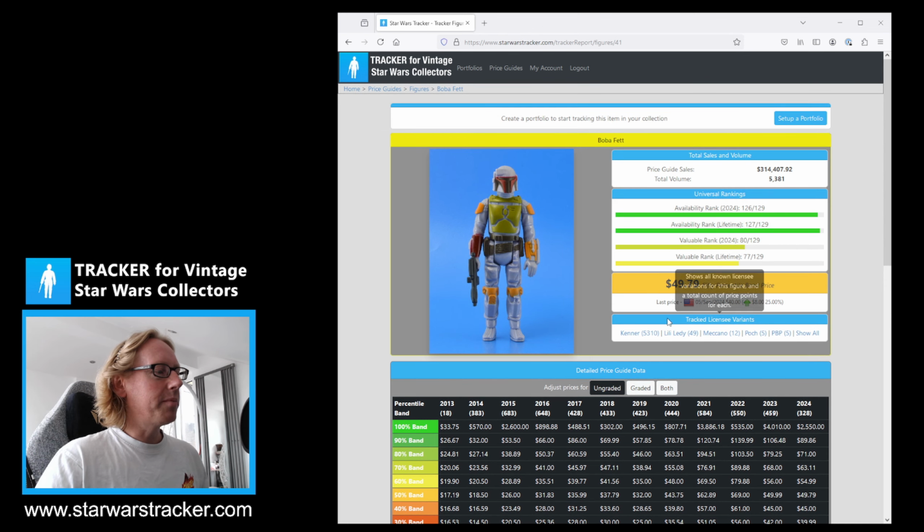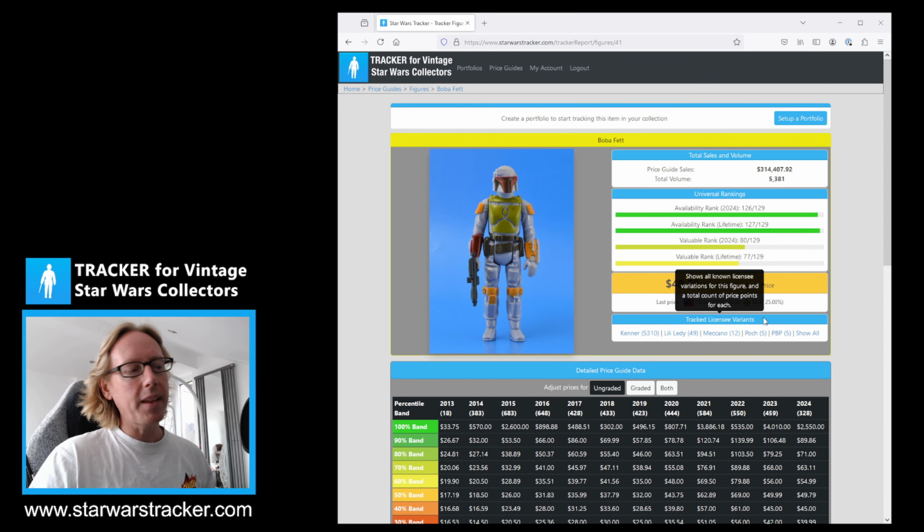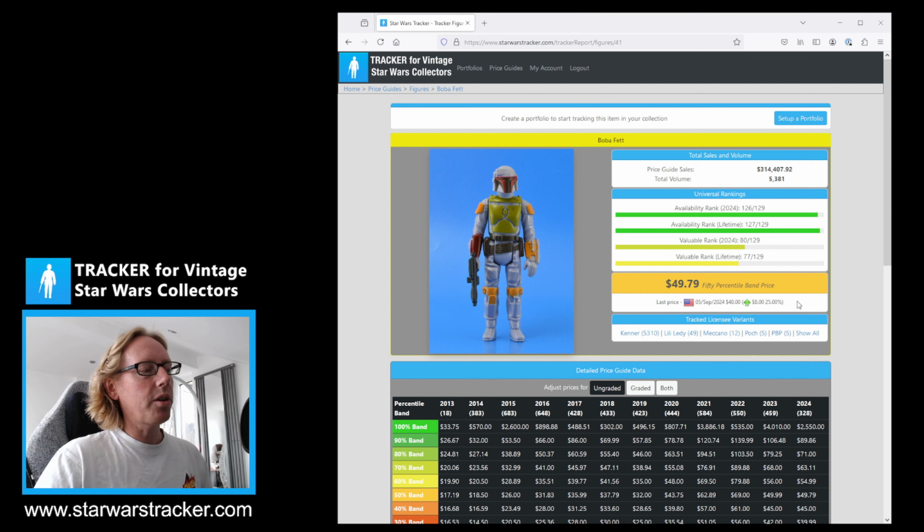Okay, so the next section below that is somewhat interesting, at least to some people, and that's to show all the variants of this loose figure that Star Wars Tracker understands and caters for. So in this case, we have a large percentage of the total prices tracked with the licensee Kenner. And really what that says is, if something is a Kenner licensee, it basically means that it's not being tagged as something more significant. So it's just a run-of-the-mill Star Wars figure that's not particularly interesting in terms of any licensee variant.